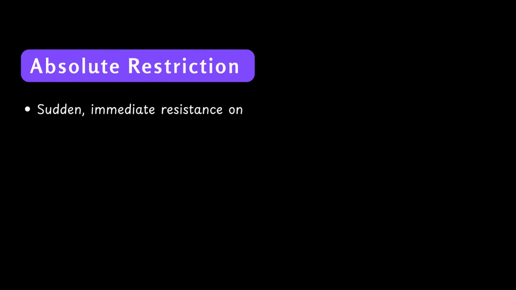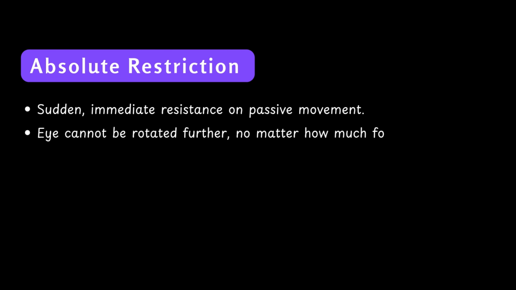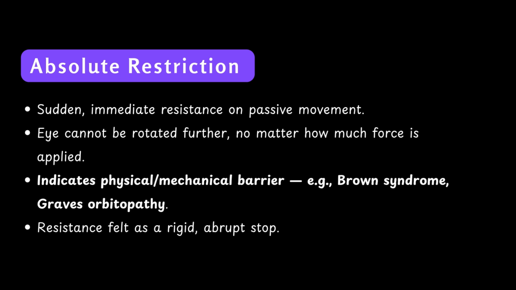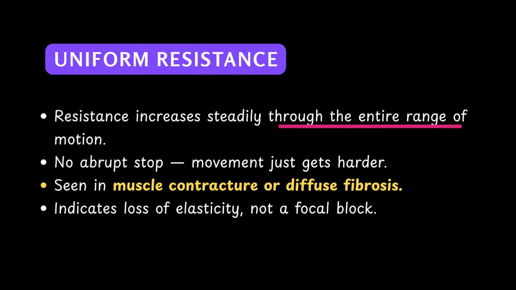The first one is the absolute restriction. Here there's a sudden, immediate resistance to the passive movement. No matter how hard you try, the globe just won't rotate beyond a point. That means there is a mechanical or structural block, like tendon entrapment or Brown syndrome. Then there could be a uniform resistance. Here, the resistance increases gradually throughout the entire range of movement. This suggests a diffuse mechanical constraint, not a focal block, and is typically due to muscle contracture or a generalized fibrosis of the muscle.